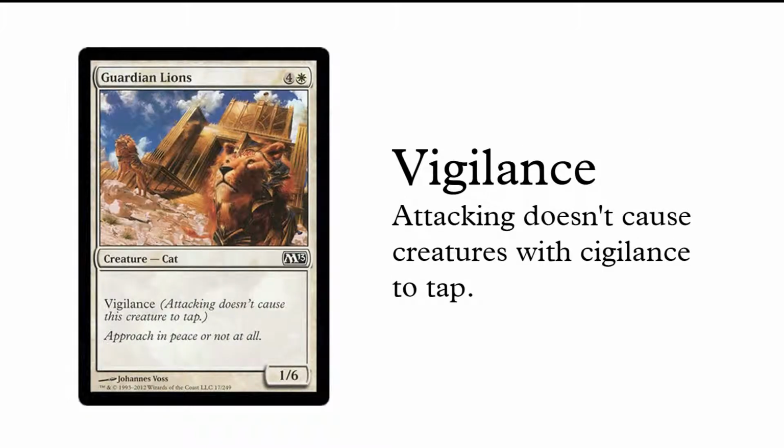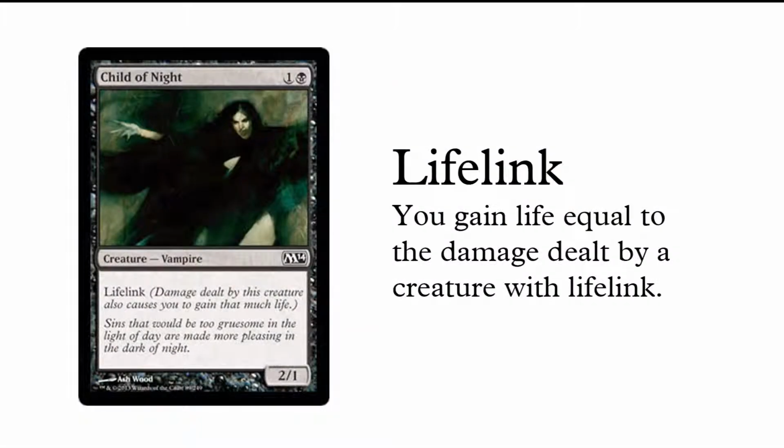Vigilance. Attacking doesn't cause a creature with vigilance to tap. Lifelink. You gain life equal to the damage dealt by a creature with lifelink. It is based on damage dealt, so even if enemy life totals can't change, you can still gain the life.